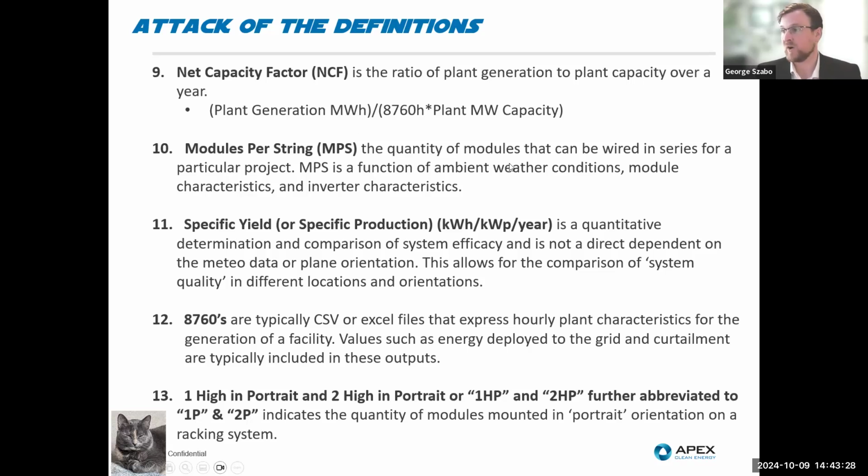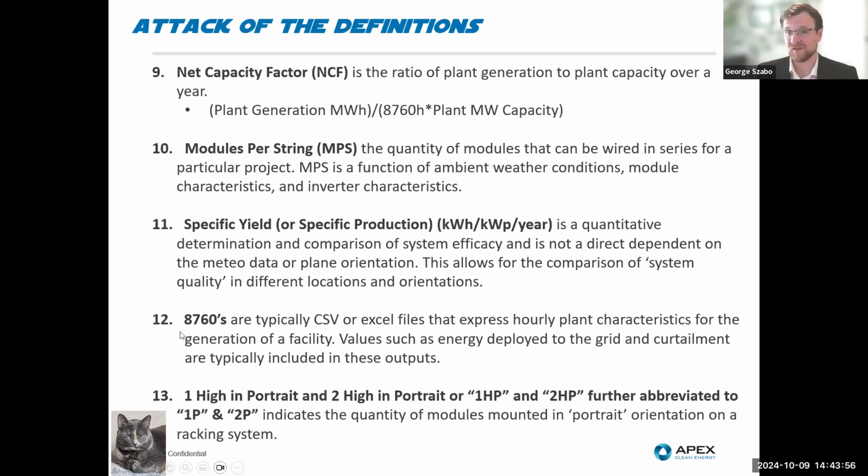Modules per string is the quantity of modules that can be wired in series for a particular project and inverter. Modules per string is a function of ambient weather conditions, module characteristics, and inverter characteristics. We could do some example calculations of your minimum and maximum modules per string, but we're just going to get through this list and then go over some examples. Specific yield, we'll talk about in a second. It's a quantitative performance metric.